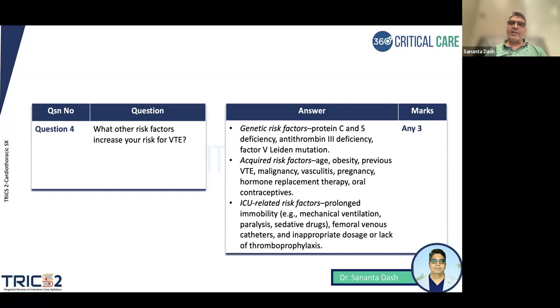Even if you start that there are some genetic factors, there are some acquired risk factors, and there are some specific ICU-related risk factors, even if you say these three lines, they will say, okay, you know about it. You don't have to utter all of it.